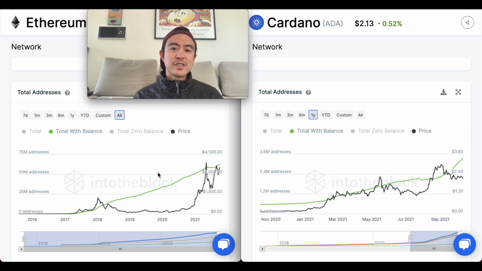Total number of addresses is a very good indicator to watch because it shows you how many people are entering an ecosystem. So the more people that enter an ecosystem, of course, the more money that flows in.